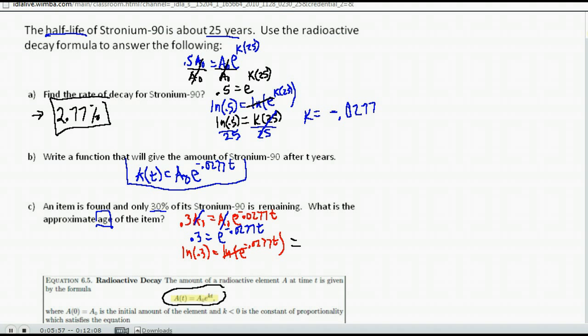I'm going to have to scoot this over a bit, and I get the natural log of 0.3 is equal to negative 0.0277t. So all I have to do there is divide by negative 0.0277, and I'm going to know the age of this object. Again, be very careful there. Either use parentheses after your division sign, or do the natural log of 0.3, press enter, and then divide by the negative 0.0277. You should get about 43.46. I'm just going to round that to the closest here. So our time, t, is about 43 years. Okay, so that's super convenient. Helps us know the age of different items that are found.